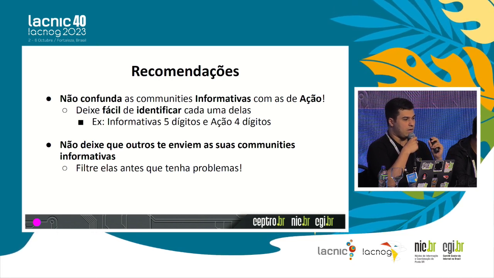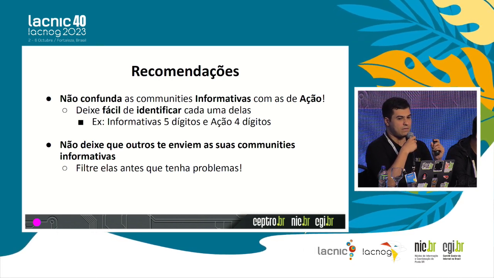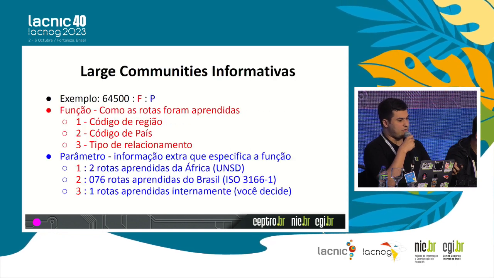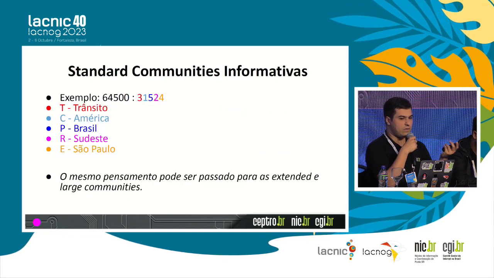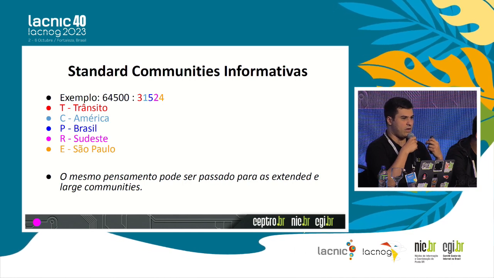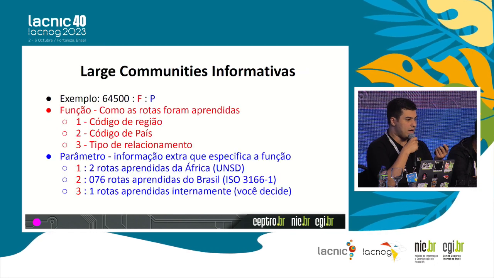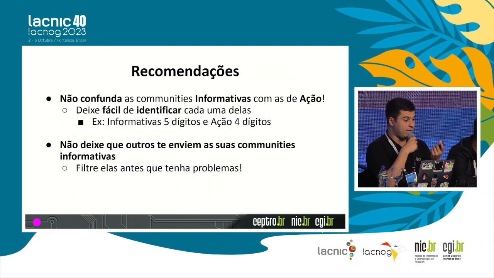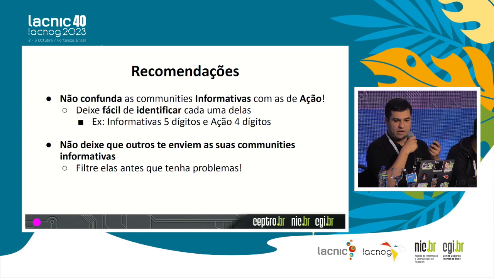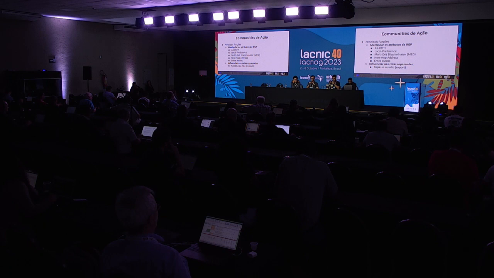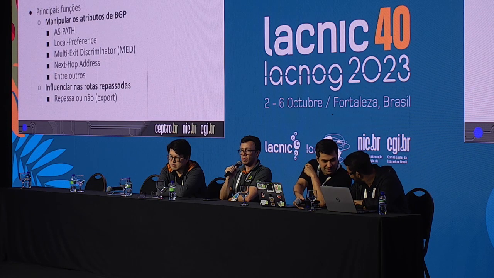So the information communities are to share information with you. So avoid the confusion between information and action communities. So let us look at the examples. Information communities have 5 digits. So we know that this is an informative community because the action communities only contain 4 digits. So this will allow you to see what is happening with your routing, and it makes it easier to understand. Now I give the floor to Wanderson, who will speak about the action communities.